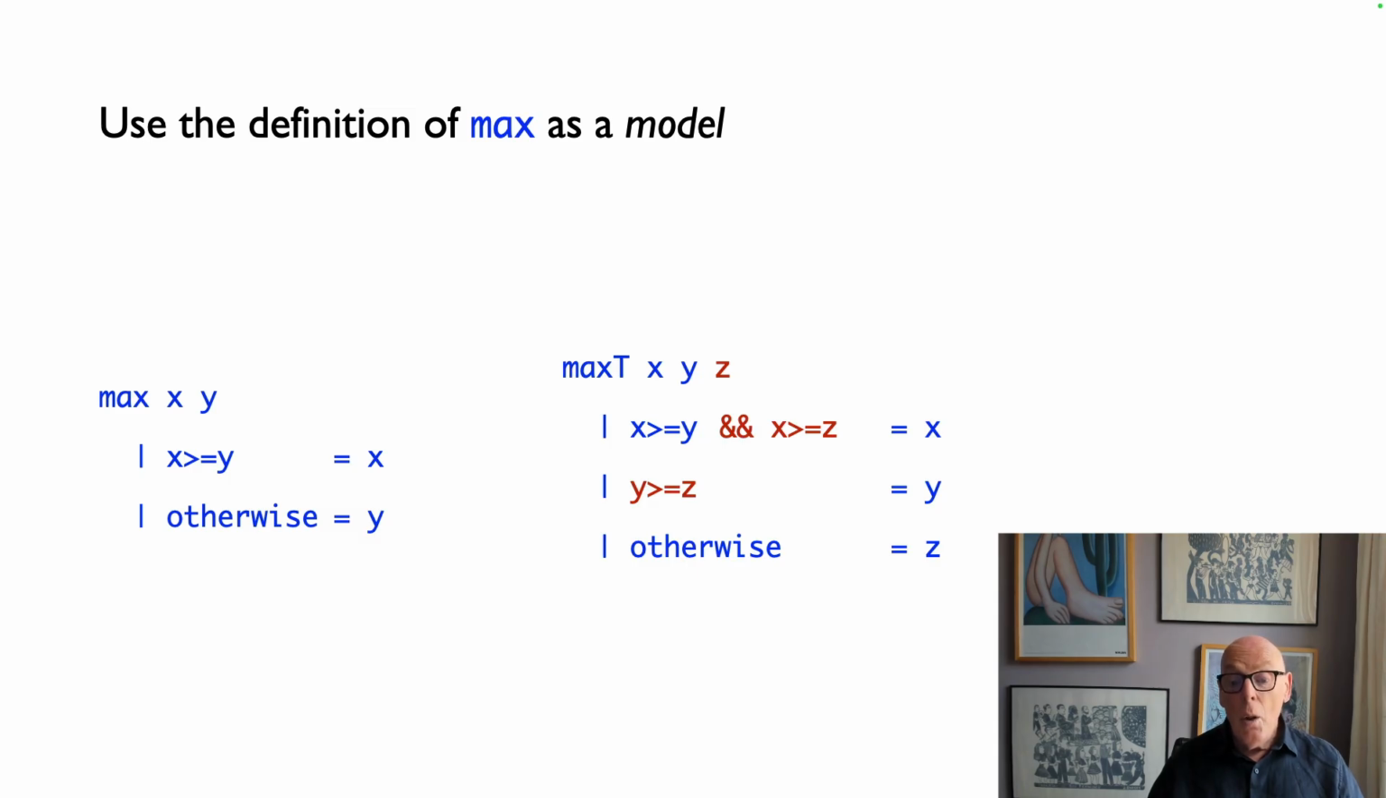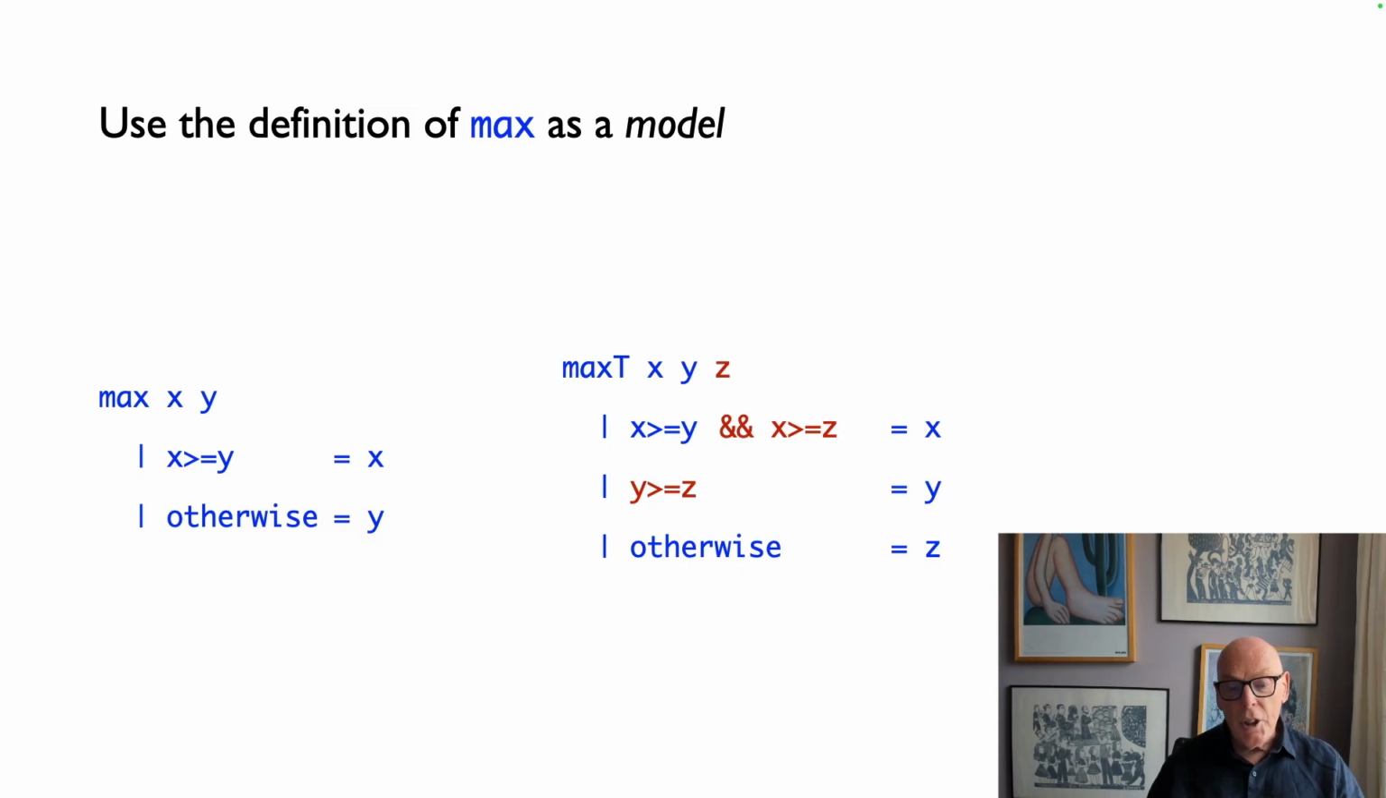So then we have to check, in that case, going to the second guard, if y is, in that case, where x is not the biggest, if y is bigger or equal z, the answer is y. Otherwise, the answer is z. So we've used the same sort of logic in defining max t as we did in defining max: work out the condition for something to be the answer, and then deliver that answer if the condition is met.